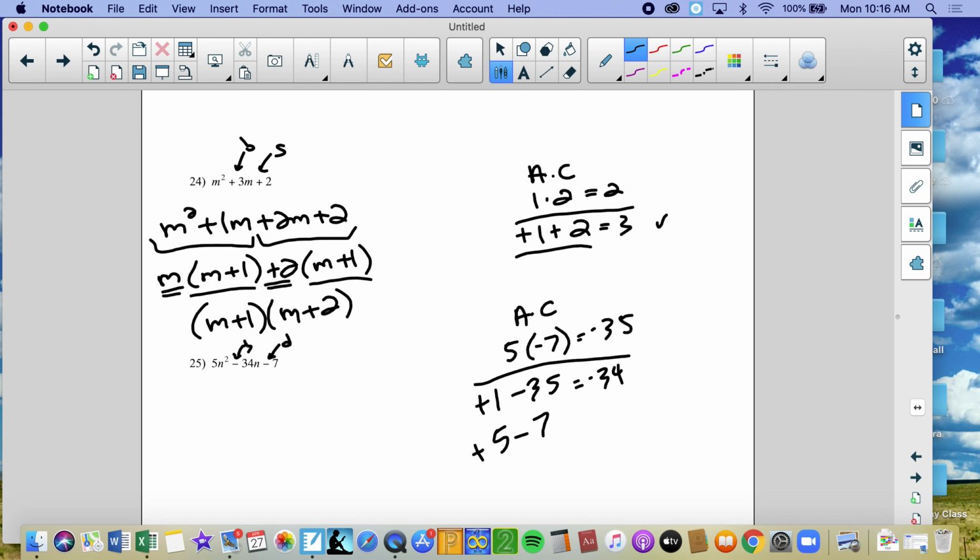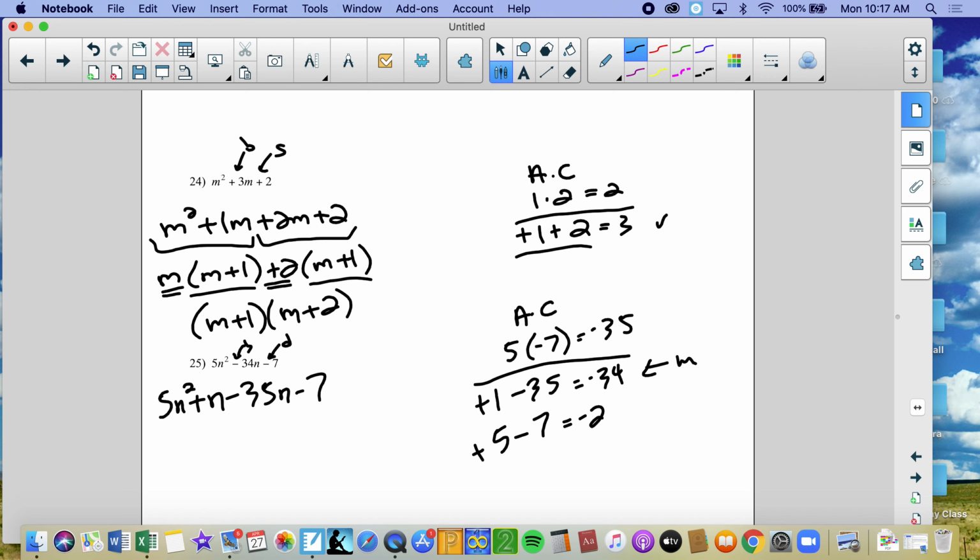That gives me -34. This gives me -2. Which one equals my middle? That equals my middle, so I'm going to change this trinomial to a 4-term: 5n squared plus n minus 35n minus 7. Remember, this has to simplify back to that middle. I'm not changing this equation, I'm just rewriting it a little bit.